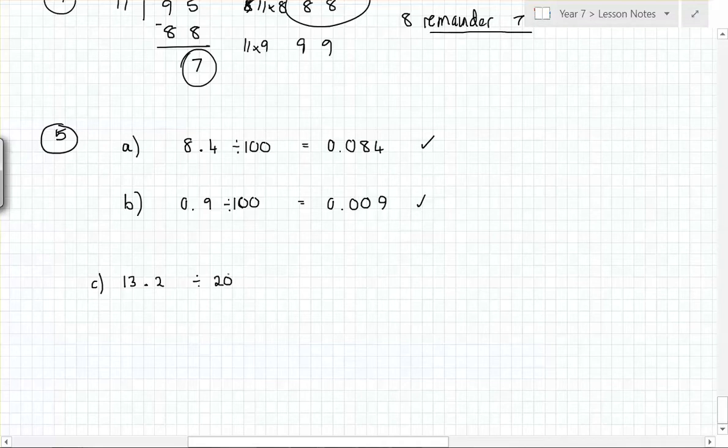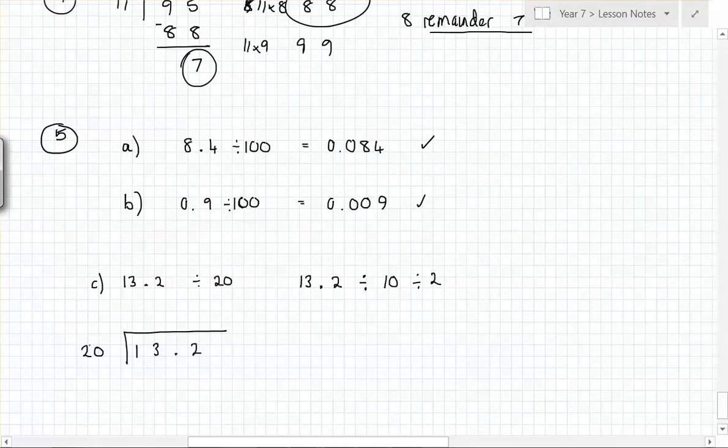There's lots of ways to do this. For me, do you remember we worked through and said, well, that is the same as doing 13.2 divided by 10 and divided by 2. That's an easy way of it. Now, you could have done 13.2 divided by 20 if you wanted. That's fine. Whichever method you use.